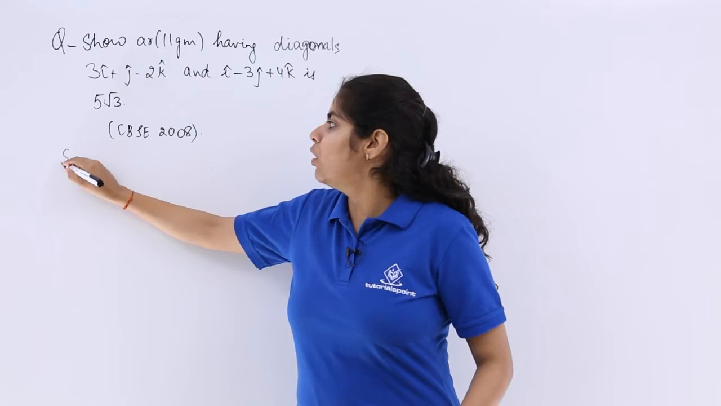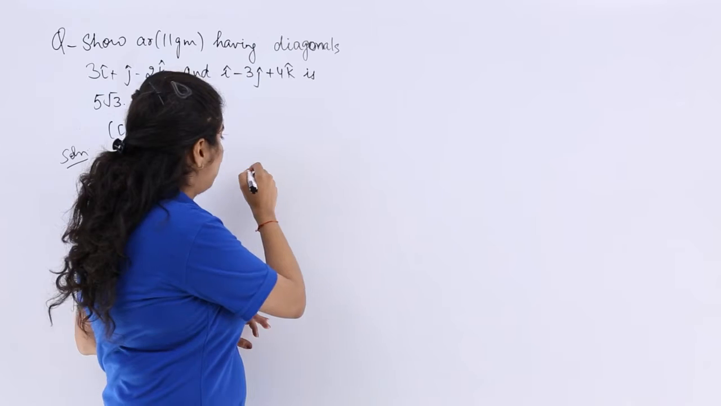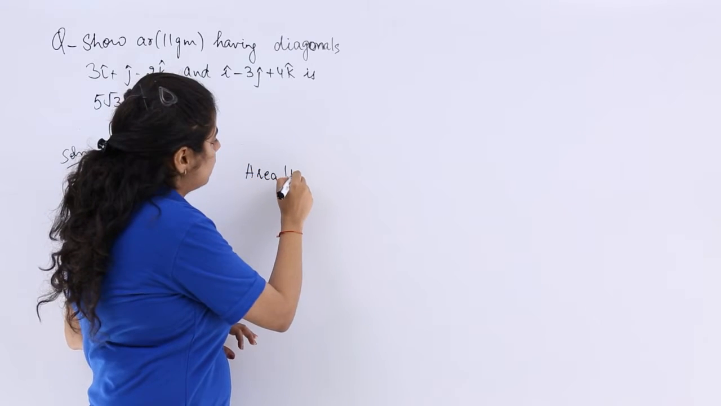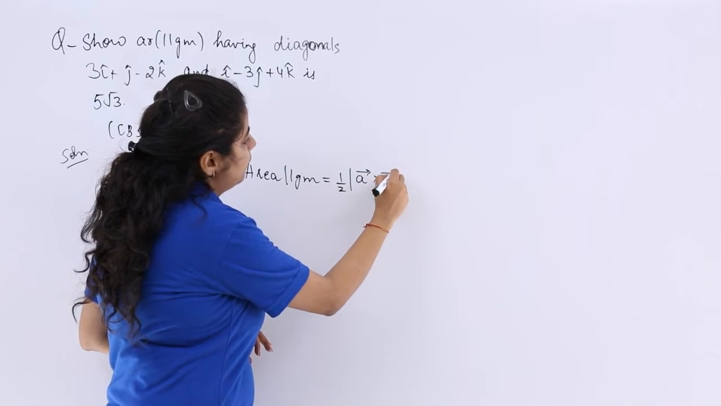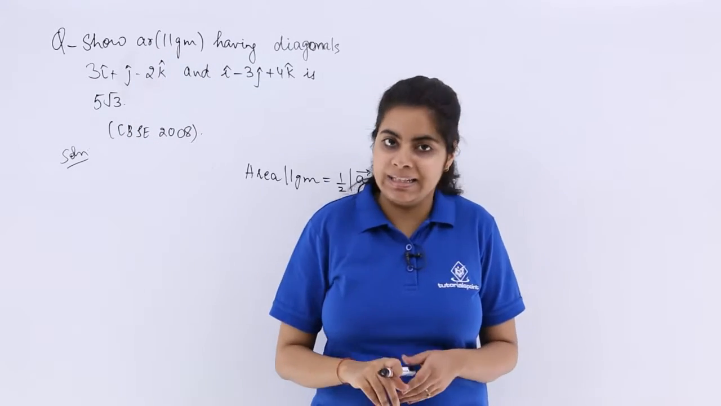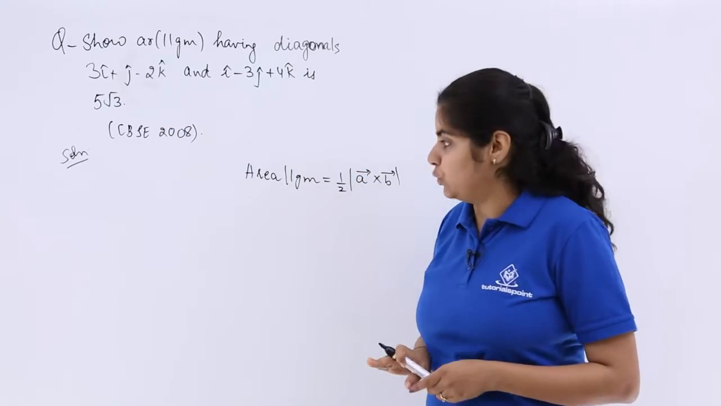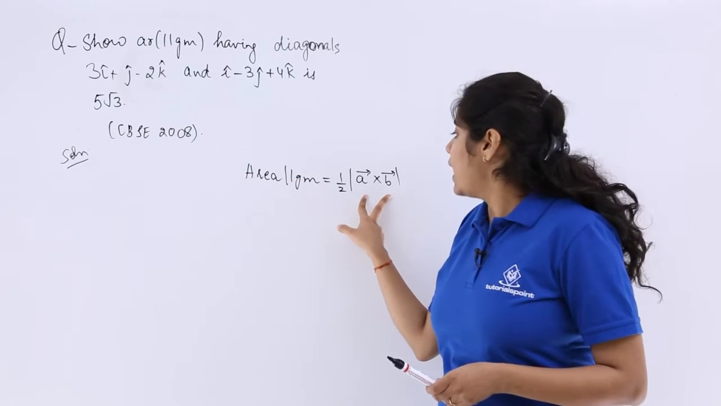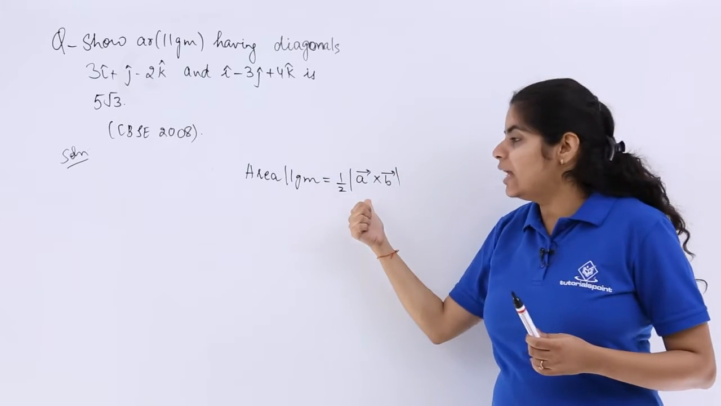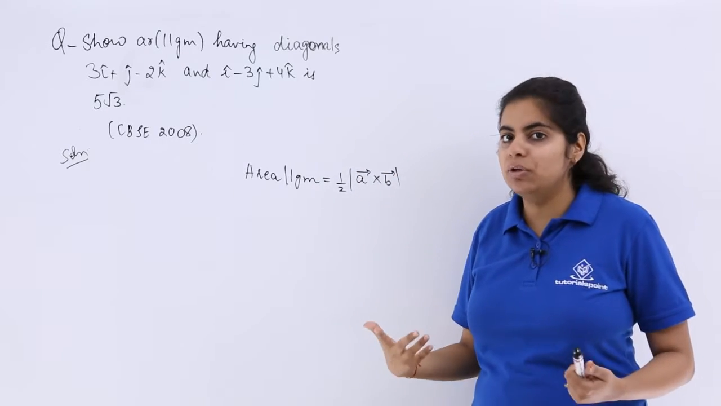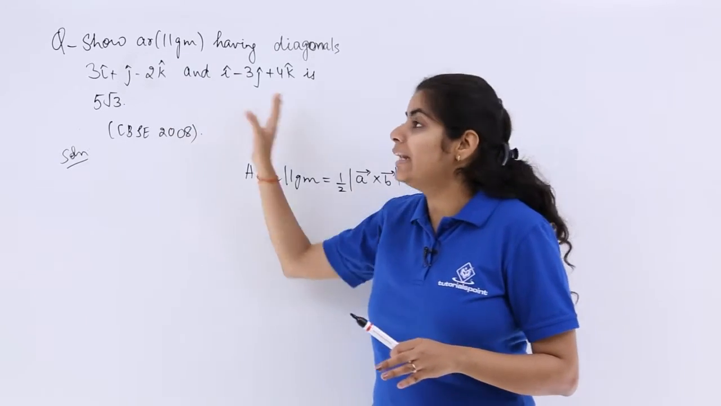So, what is the formula of the area of a parallelogram when we talk about vectors? I can compute the area of the parallelogram by the formula of half modulus of A cross B, where A and B individually are the diagonals. So, the first diagonal is given to you and the second diagonal is given to you. If you take the vector product A cross B and put it here, then definitely this will give you an answer. So, first of all, before finding the magnitude, you have to find A cross B.